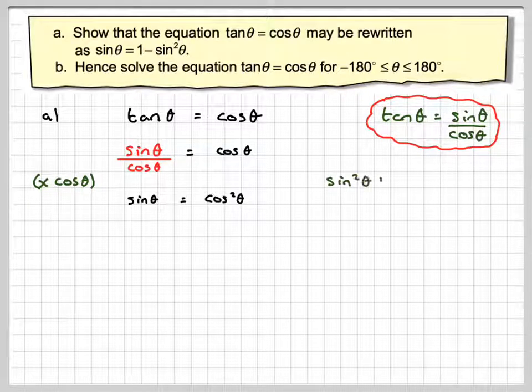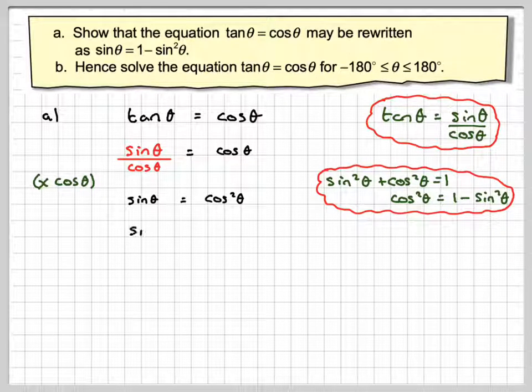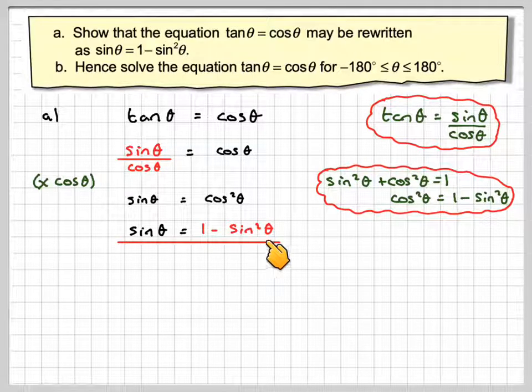And then we know that sine squared plus cos squared is equal to 1. Therefore, cos squared is equal to 1 minus sine squared. And therefore, we have sine theta is equal to 1 minus sine squared theta, which is the required result.